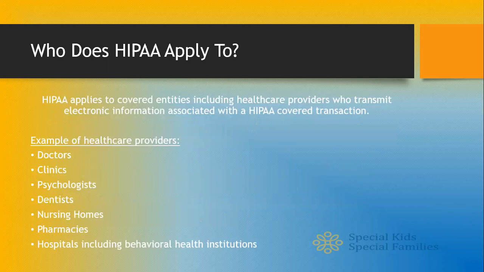So who does HIPAA apply to? HIPAA applies to covered entities, including healthcare providers who transmit electronic information associated with a HIPAA-covered transaction. Some examples of these healthcare providers are doctors, clinics, psychologists, dentists, nursing homes, pharmacies, and hospitals, including behavioral health institutions.